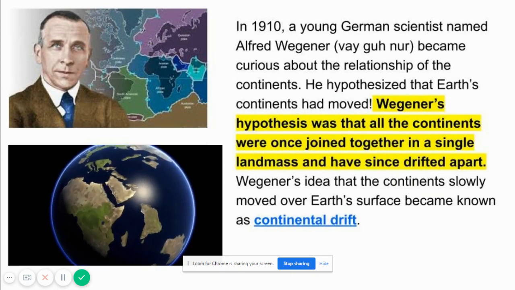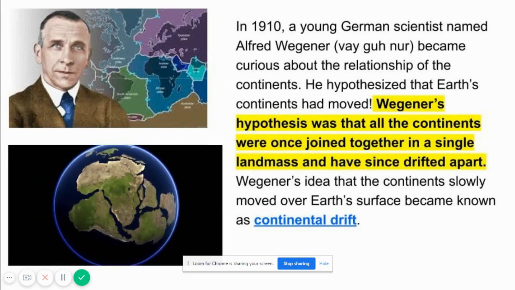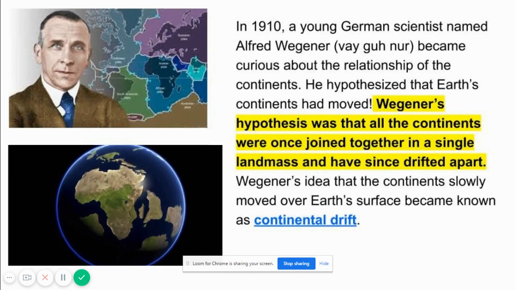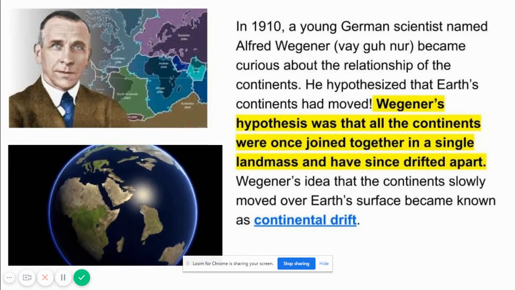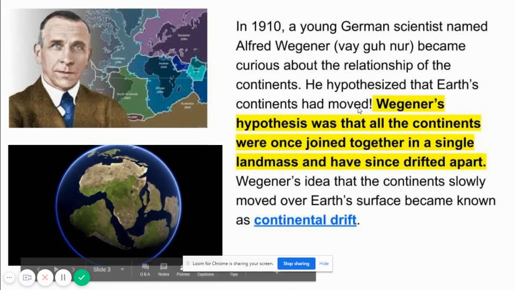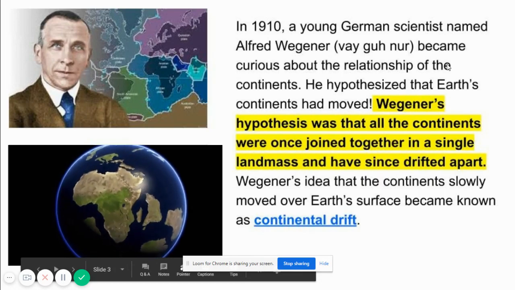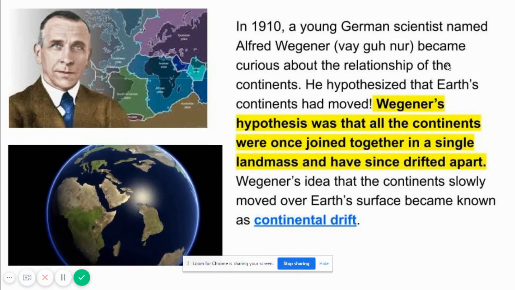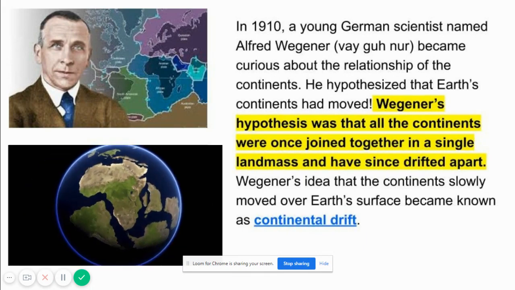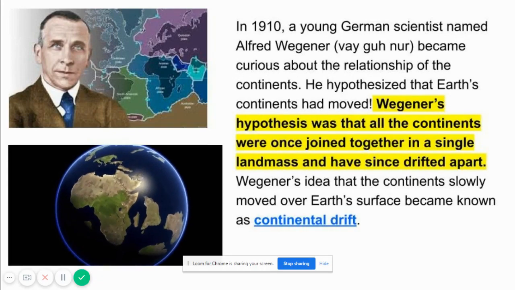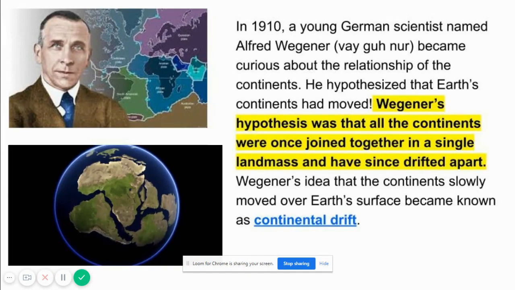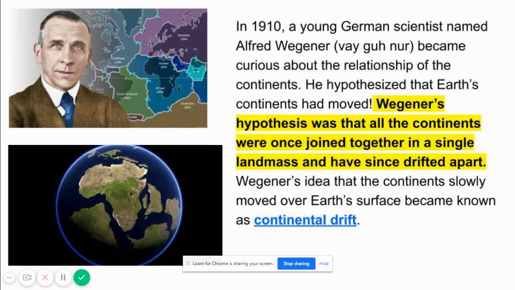In 1910, a young German scientist named Alfred Wagner became curious about the relationship of the continents. He hypothesized that Earth's continents had moved. That was his educated guess. Highlighted, it says, Wagner's hypothesis was that all the continents were once joined together in a single landmass and have since drifted apart. Wagner's idea that the continents slowly moved over Earth's surface became known as continental drift.